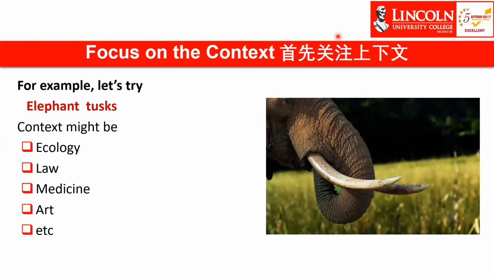Another example, let's say elephant tusk. Context could be ecology. Context could be laws. Context could be medicine. Context could be arts, and so many others. So you have to focus. You have to know in what context you are making a particular search. That will allow you to narrow down your scope.